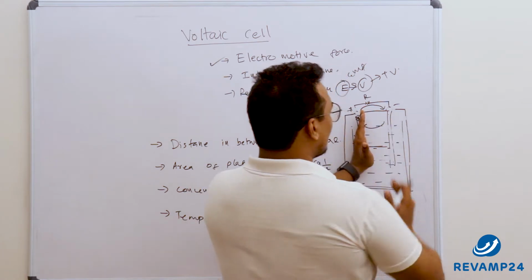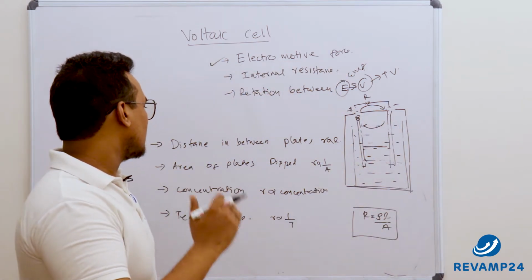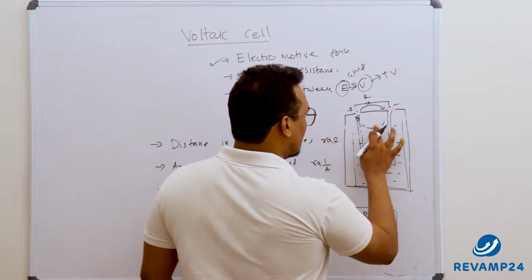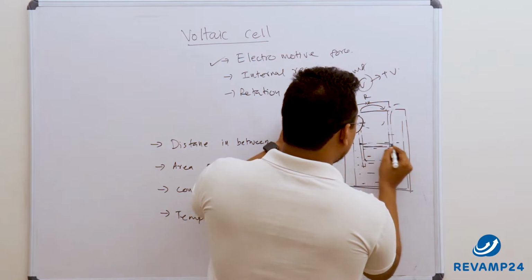So when electrodes are kept apart, distance increases, internal resistance increases. Distance reduces, what will happen? Internal resistance decreases.